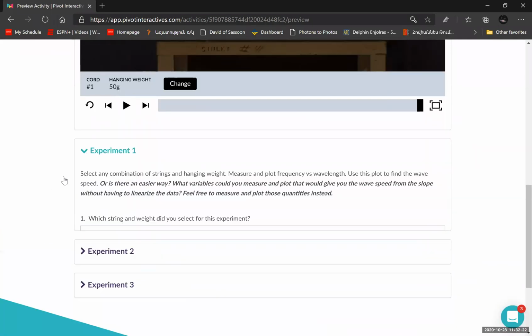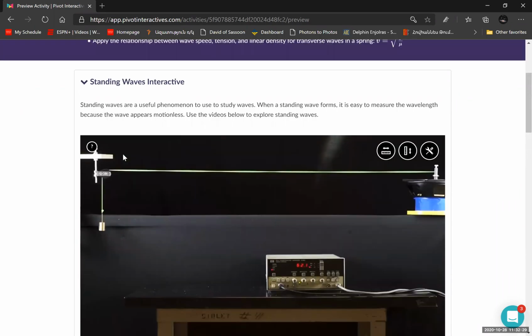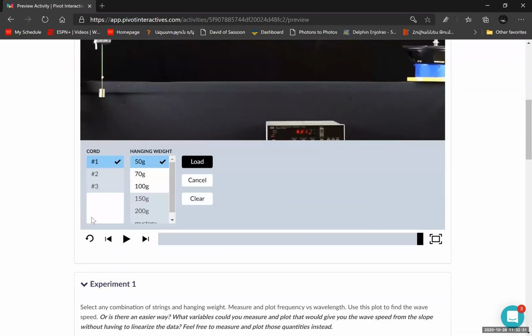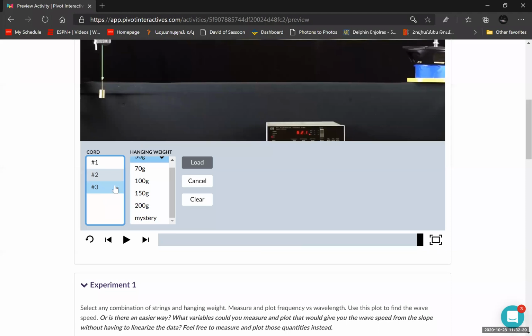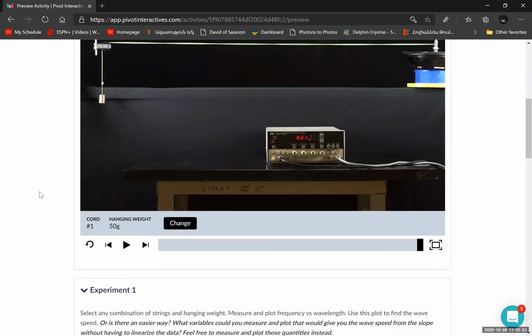So your experiment will be: select any combination of string and hanging weight. Let's say cord 1 with 50 gram, or cord 1 with 70 gram, or cord 2 with 50, 70, 100, any combination, and so on. So choose one of them. Right now I'm doing cord 1 and 50 just to give you a demo, so try not to use cord 1 and 50 because I'm using that as the demo.